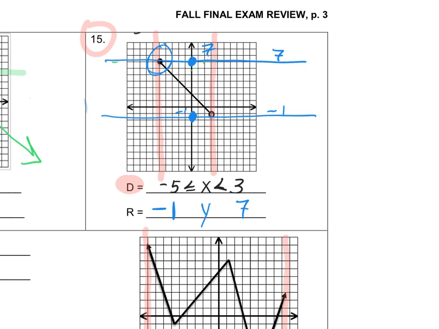Now I go look at the points. This is less than or equal to. This is open. Oh, I did that wrong. Did you see that? Look, the open circle is with -1. Ooh, that would have been bad. So less than, and then the closed circle is with 7, less than or equal to.